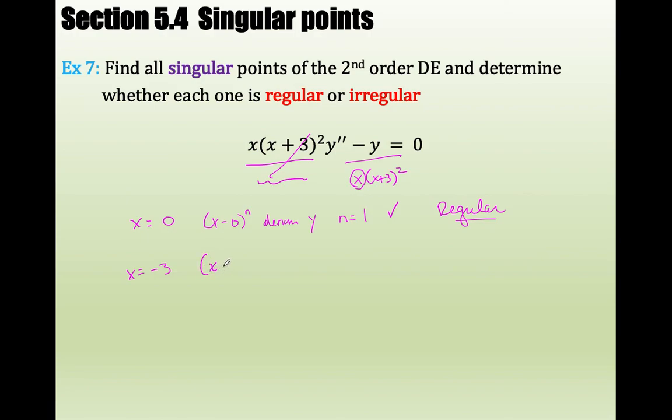How about x minus negative 3 to the n, which is really x plus 3. Now remember, you're looking at the denominator of y, so when you see there's no canceling to be done and n equals 2, you might be tempted to say this is bad news. But remember, since it's in the denominator of y, we didn't have any y prime to consider. You're allowed to have n equals 2 or less in the denominator of y. So x equals negative 3 is also regular.